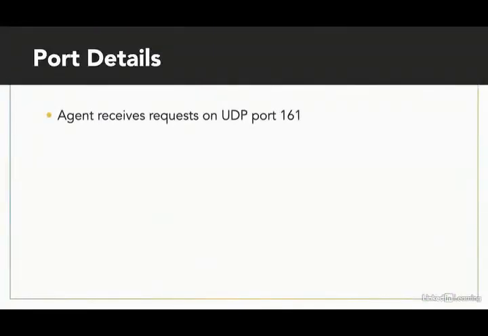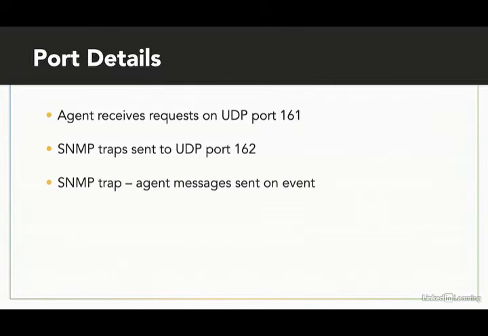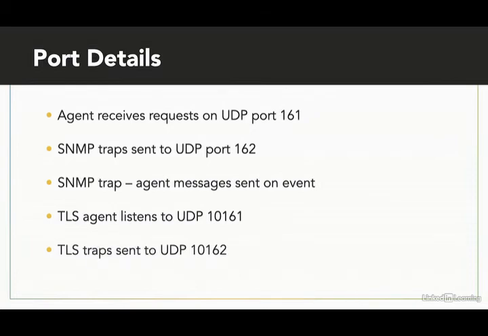Agents' requests are received on UDP port 161. SNMP traps are sent to UDP port 162. Traps are messages that are sent from an agent to a manager when some defined event occurs. When using TLS for encryption, an agent listens on UDP port 10161, and traps are sent on UDP 10162.